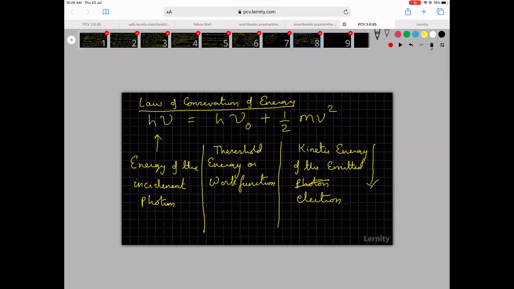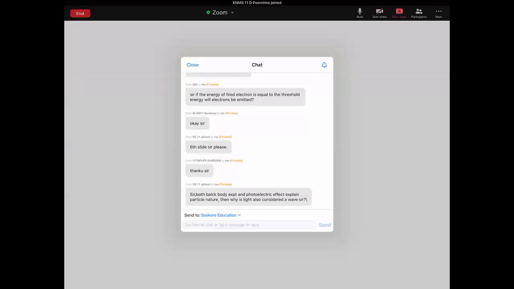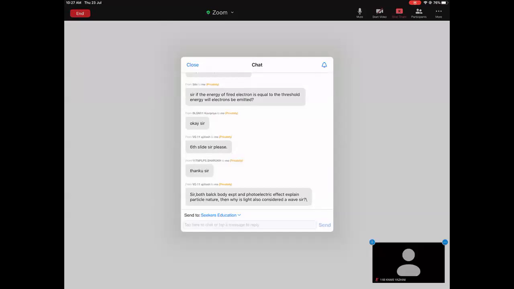So let us now do some numericals based on all this. Both black body and photoelectric explain particle nature, because there are other experiments which will show that light is a wave. That is why they came to the duality of electromagnetic radiation. In fact, Sir C.V. Raman got his Nobel Prize because of one such thing.